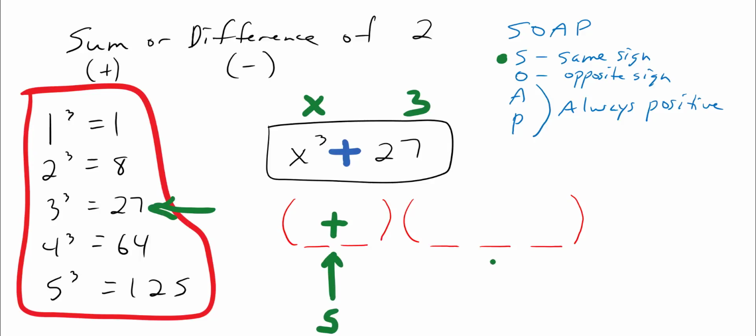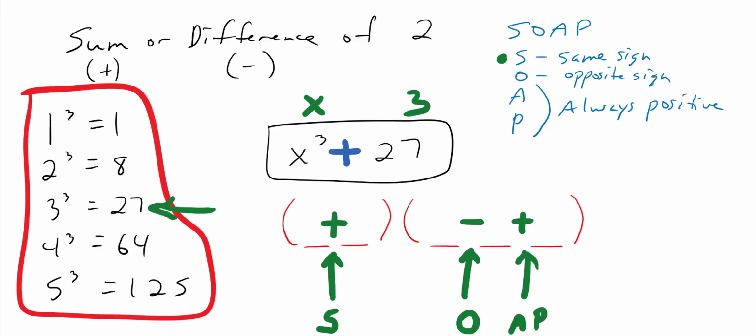The opposite sign is going to go right here. So this is the opposite sign, O, and that means it's opposite of what that plus is, so it's going to be a minus. And then this always positive is going to go right here. It's AP, and it's always positive, so you put a plus sign. You've got to get the signs right. That's important. If you don't have the signs right, you're not even going to get the problem right.